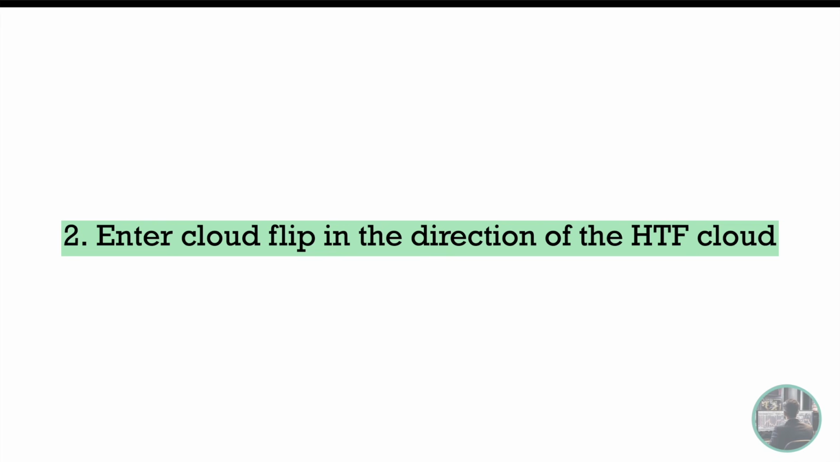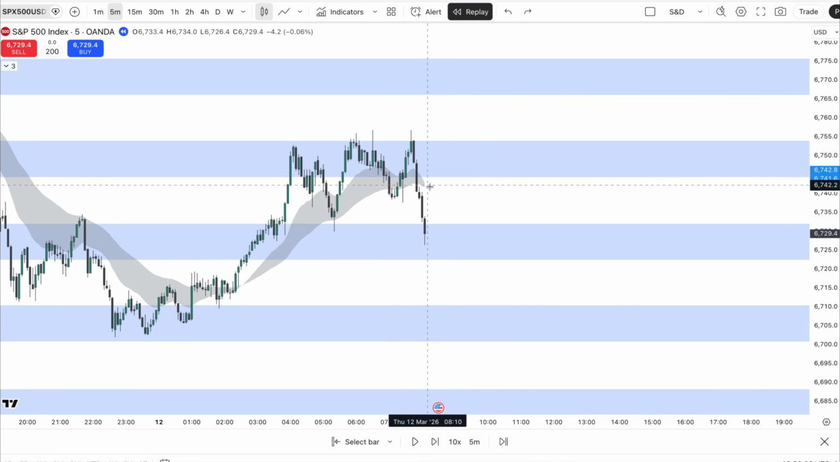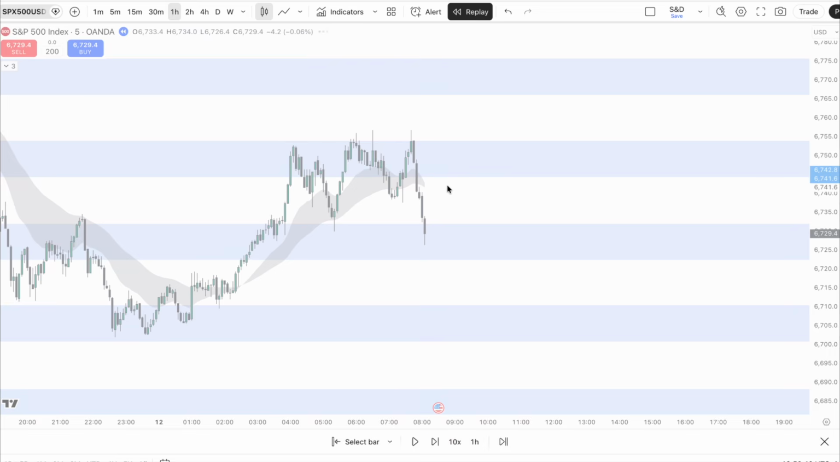cloud flip in the direction of the higher time frame cloud. So once we have our condition set up, we want to wait for a cloud flip. But we want to make sure that the cloud flip is in the same direction as the higher time frame cloud. So our execution time frame is the 5-minute, and the higher time frame clouds are the 15-minute, the 30-minute, and the 1 hour, although I stick mainly to the 1 hour.